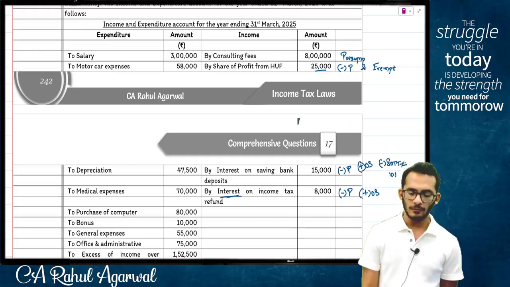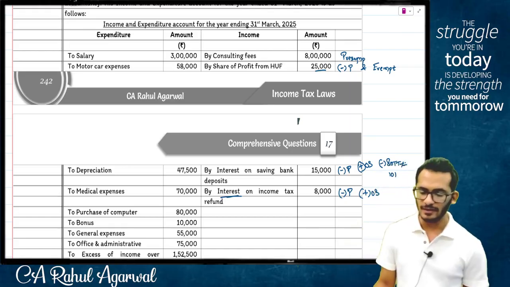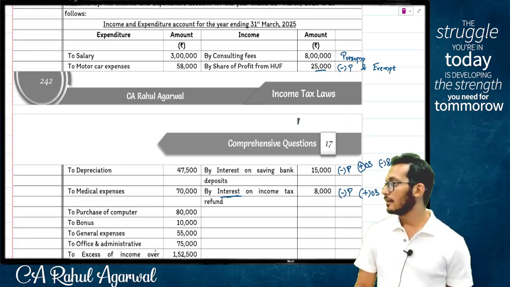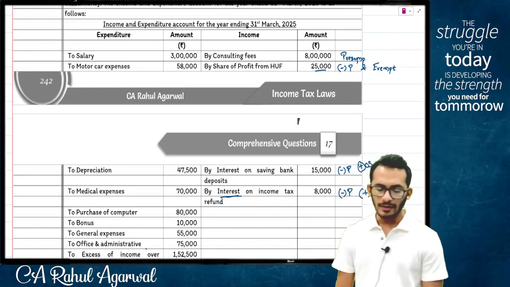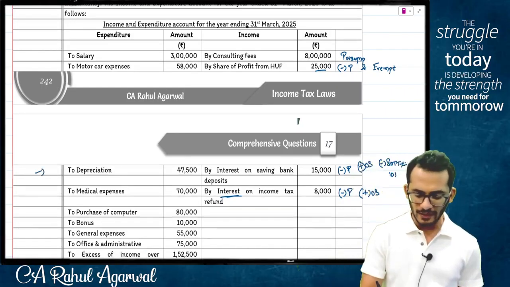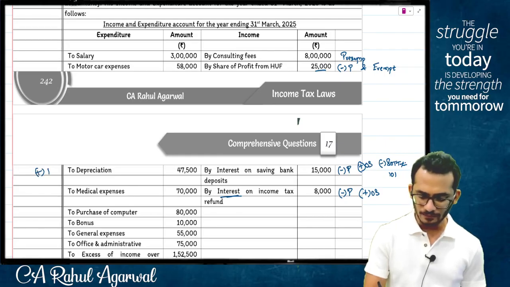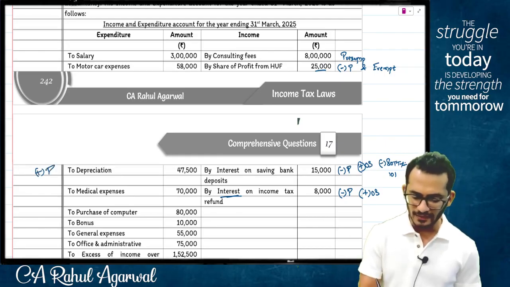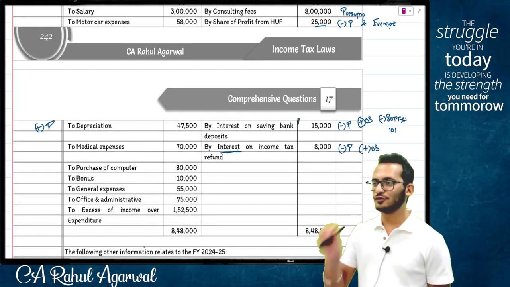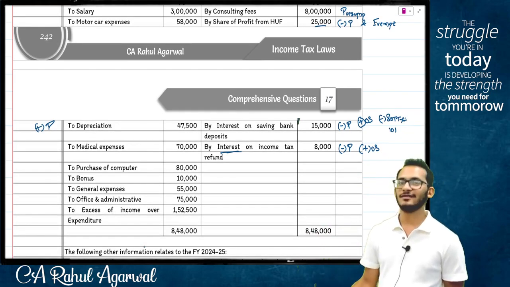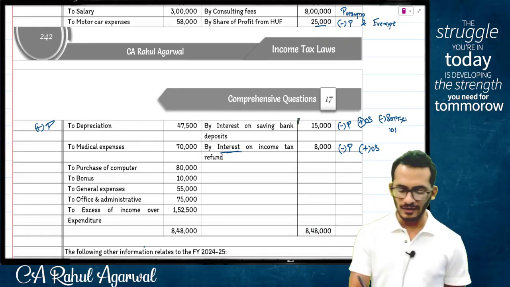Clear? Yes. Move forward. On the left side, I have salaries: taken, not taken. Relevant, not relevant. Motor car expenses, not relevant. Depreciation, add back in my PGBP. Medical expenses is 70,000. Let it go. Purchase of computer. Blunt stupidity happened in tests. This is to be disallowed fully.